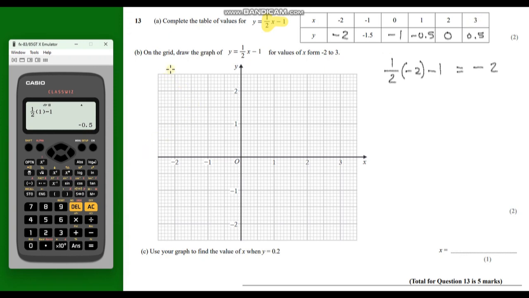Okay, now let's look at part B. It says on the grid, draw the graph of y equals a half x minus 1 for values of x from -2 to 3. So all we're doing now is plotting these points on our graph. So if we start with the first one, -2, -2. So along the corridor and up or down the stairs. So -2, -2 is down here.